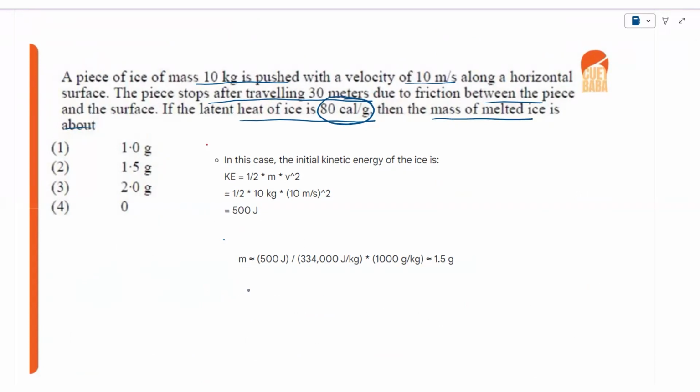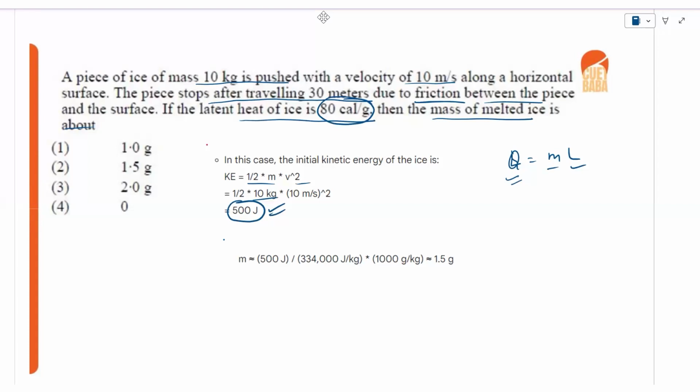So latent heat L value, we know one formula, Q is equal to mL, right? Mass times latent heat, right? And what is the Q? Q is the energy supplied. What is the energy supplied here? What is supplying the energy? The heat produced due to friction is supplying energy, and the heat produced due to friction is 500 joule, half mv square. Using energy conservation, you can say heat produced due to friction is 500 joule.